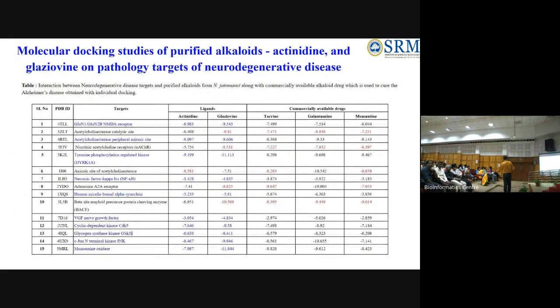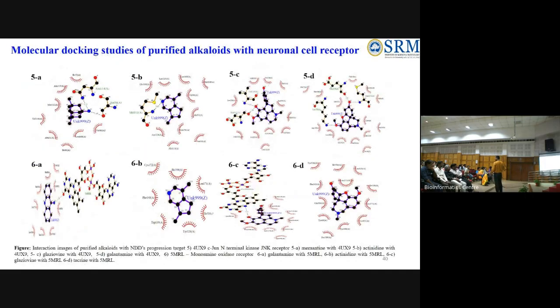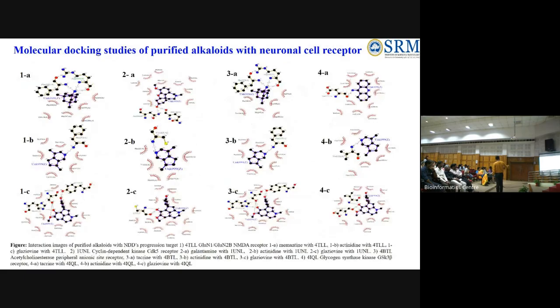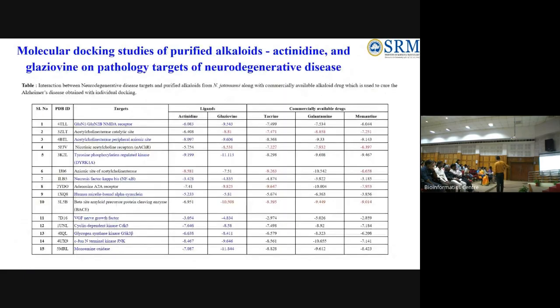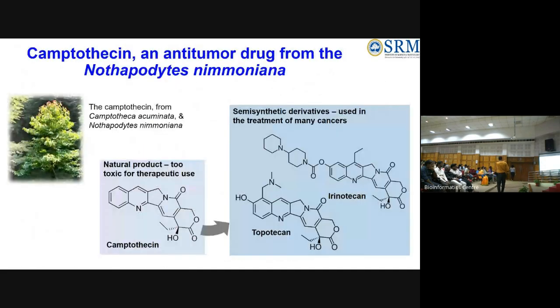And yes, of course, yesterday one of the professors gave a talk and was also interested. He said he wanted to do the molecular docking against the neuronal cell targets: you tell me the targets, give the compound, and I will do that. Professor Velmurugan selected them and did the molecular studies against actinidine and glaziovine. And these are all the target proteins which have been selected from the neuronal cells. This is a summary of Nothapodytes.